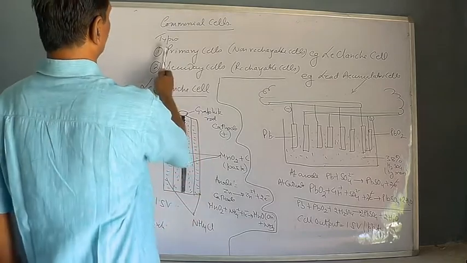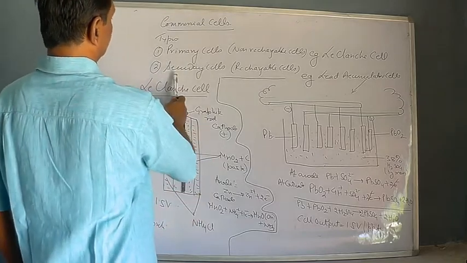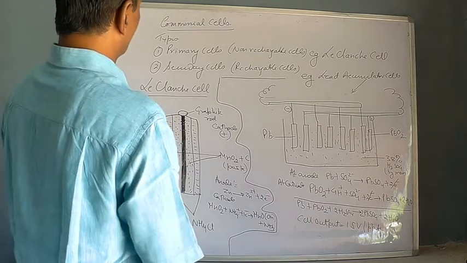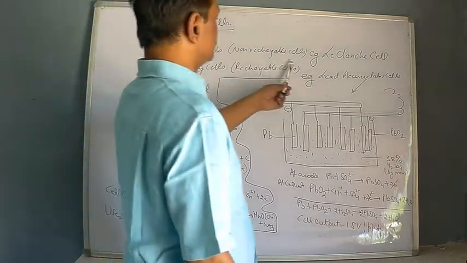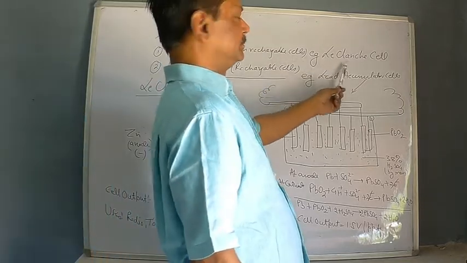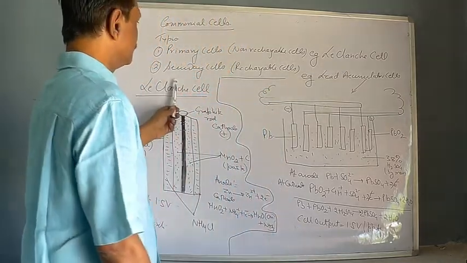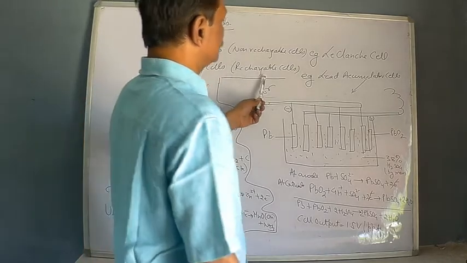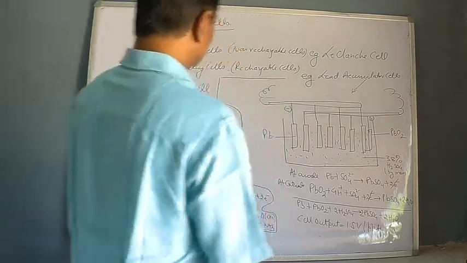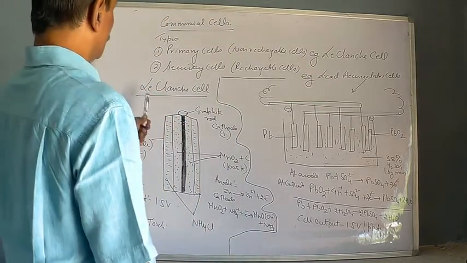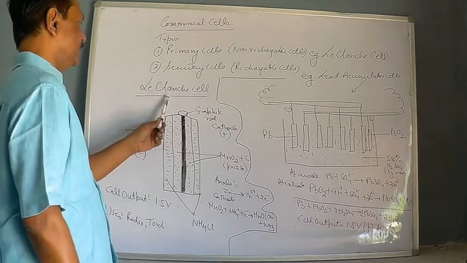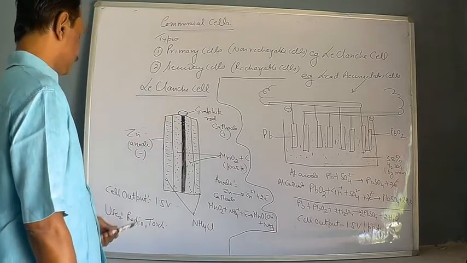Commercial cells are of two types, primary cells and secondary cells. What is the basic difference between them? Primary cells are non-rechargeable cells. You cannot recharge them. An example is the Leclanché cell. Secondary cells are always rechargeable cells. An example is the lead accumulator cell. So class, we are going to take up the Leclanché cell first. This cell is also called a battery, which we use in our radio and torch.